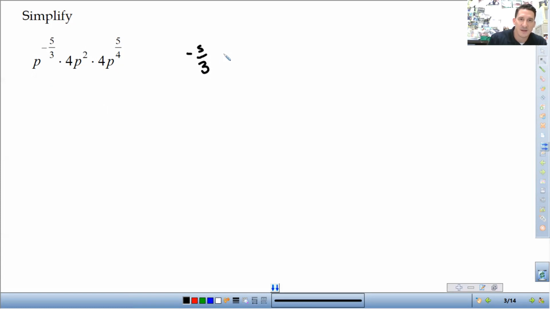Negative 5/3 plus 2 plus 5/4. So remember to add fractions. I'm actually going to give a little bit more space in between these. We need a common denominator between these. This one here, just a reminder, if it's not a fraction, make it a fraction by putting it over 1. So common denominator between 3, 1, and 4. That's going to be 12. All right, the LCD between those is going to be 12.